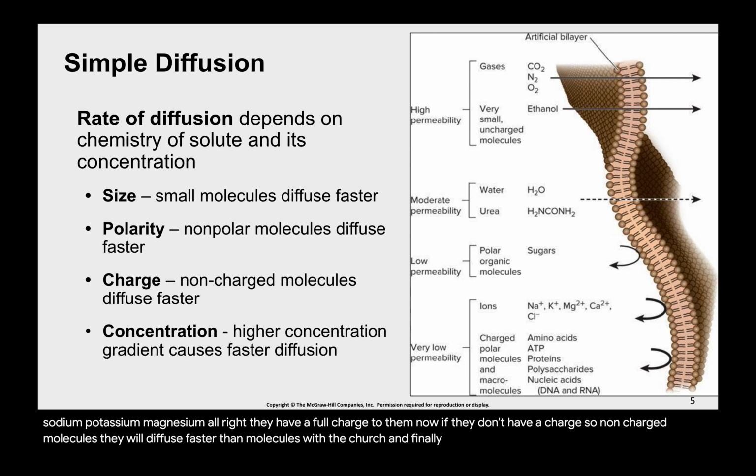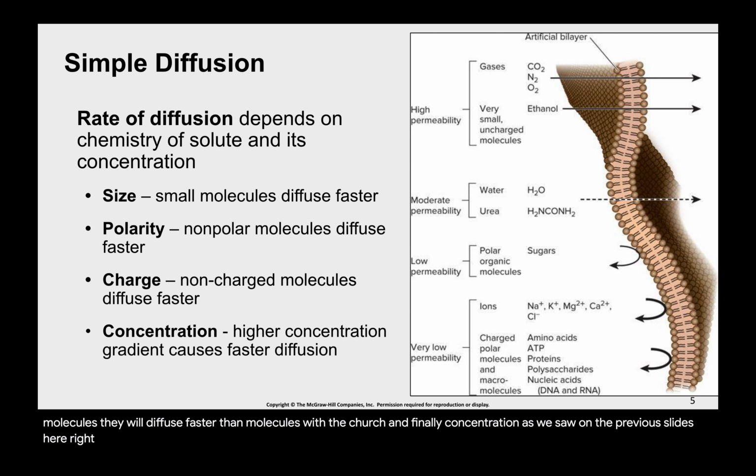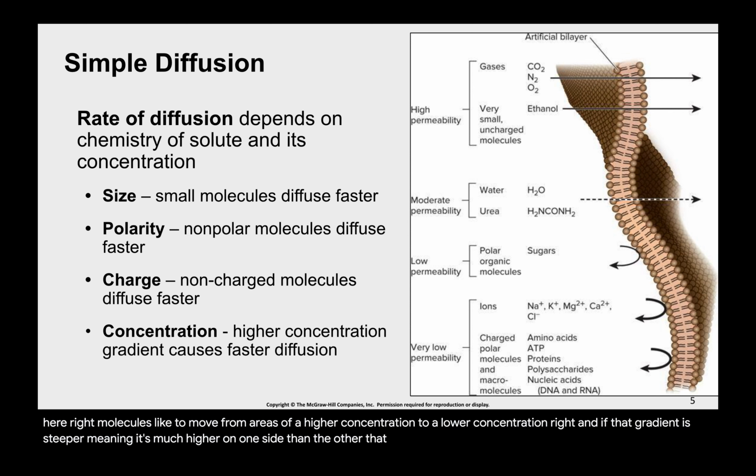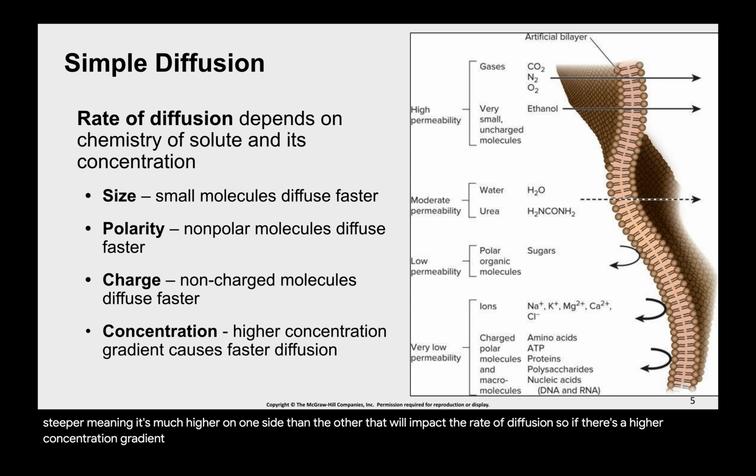And finally, concentration, as we saw on the previous slides. Molecules like to move from areas of a higher concentration to a lower concentration. And if that gradient is steeper, meaning it's much higher on one side than the other, that will impact the rate of diffusion. So if there's a higher concentration gradient, it's going to cause faster diffusion.